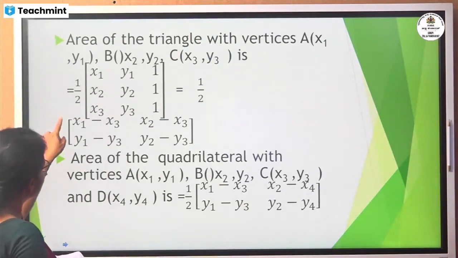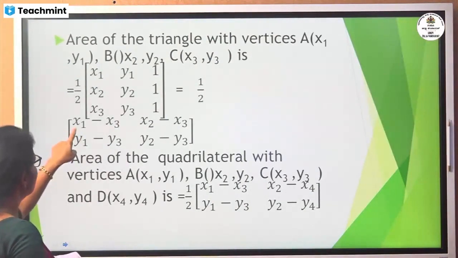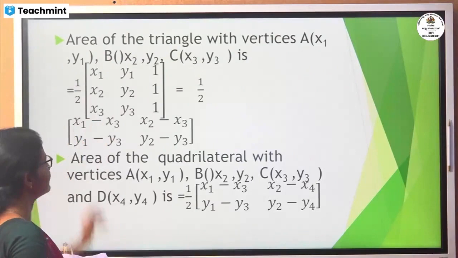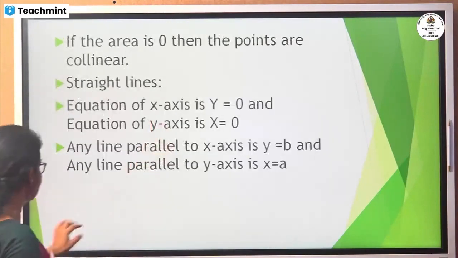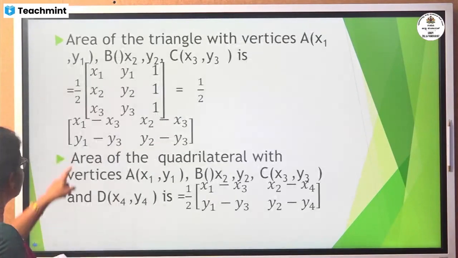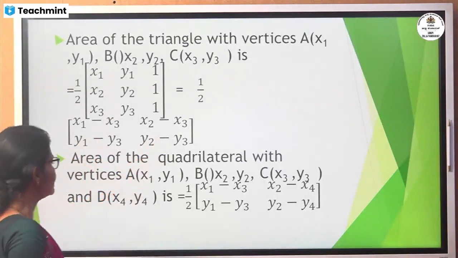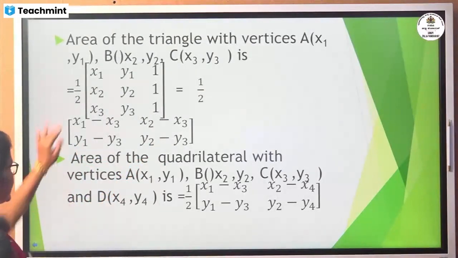This formula can be rewritten like this, half into determinant, first row x1 minus x3, x2 minus x3. Second row, y1 minus y3, y2 minus y3. This is for the triangle.